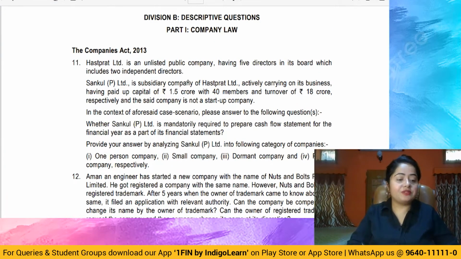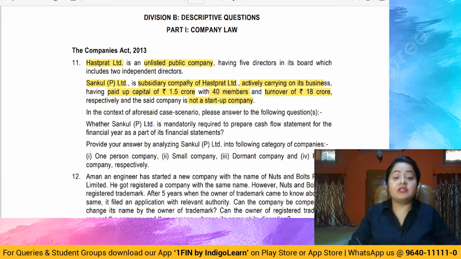So let's start off with the first descriptive question, which is question number 11. Hansprat Limited is an unlisted public company having 5 directors and 2 independent directors. Now, Sangpul Private Limited is a subsidiary company of Hansprat Limited. It is actively carrying on business. It has paid up share capital of 1.5 crores, 40 members and turnover is 18 crores. The said company is not a startup company.